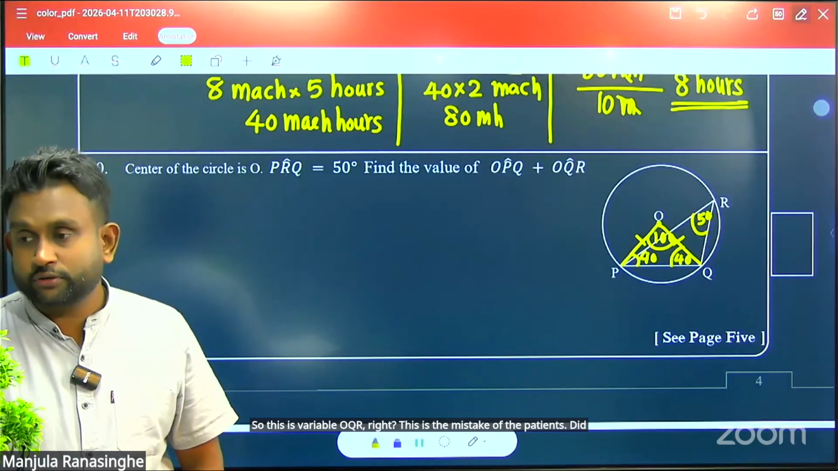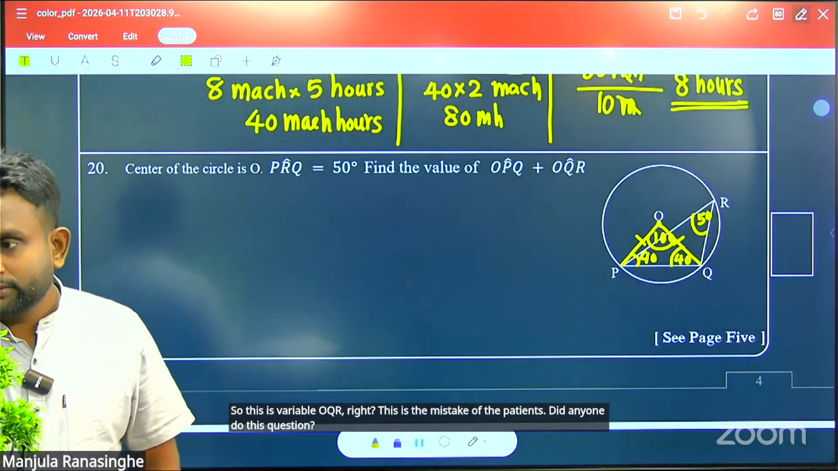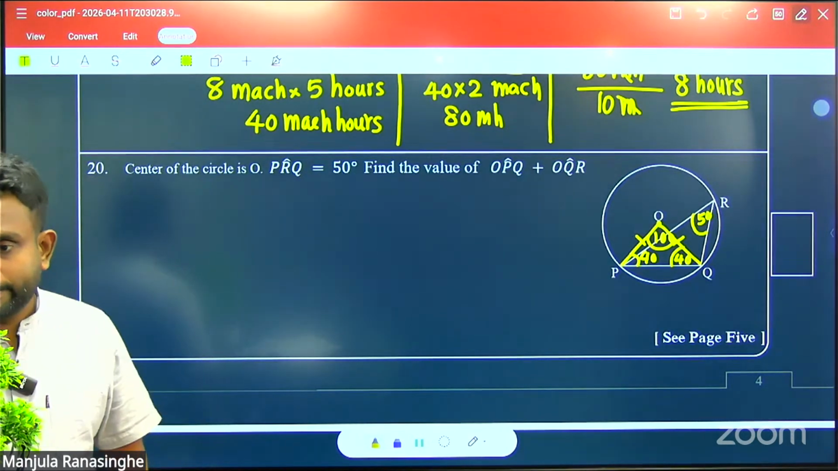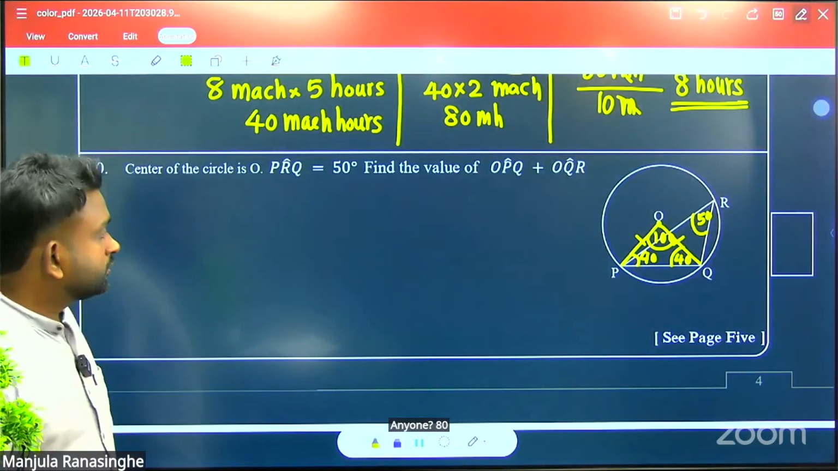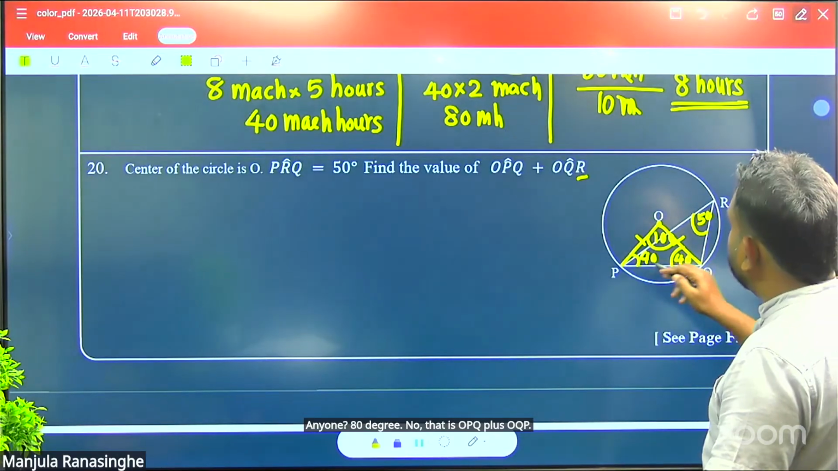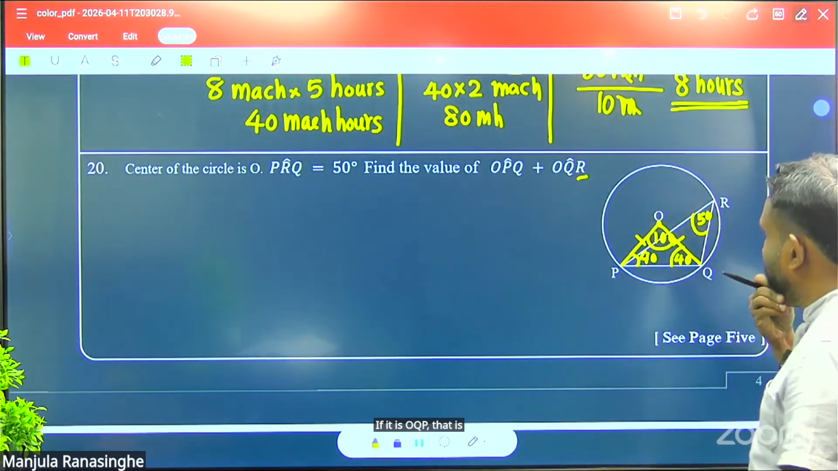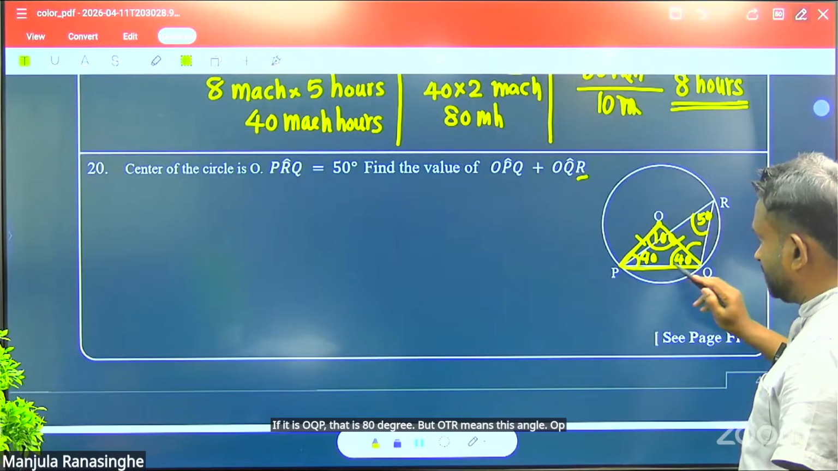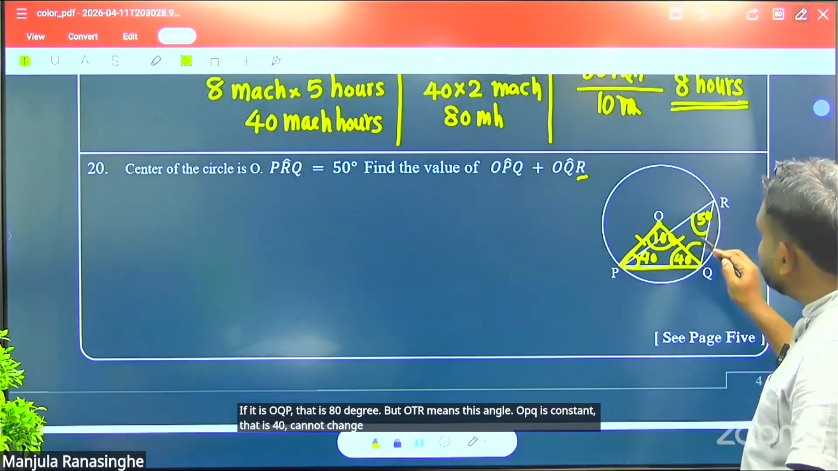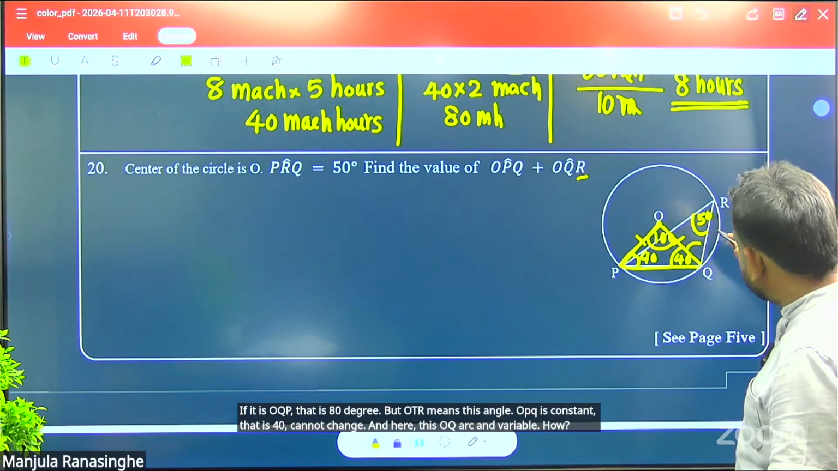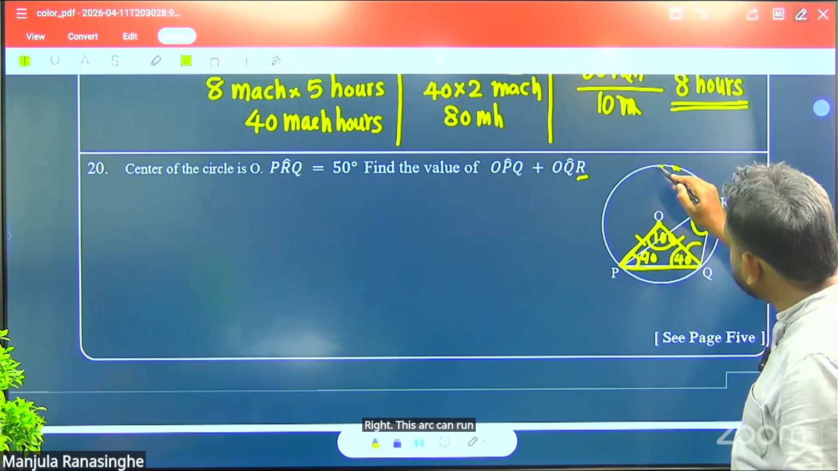Did anyone do this question? So question 20, send me a message. Anyone? 80 degrees? No, that is OPQ plus OQP. OQR, no. If it is OQP, that is 80 degrees. But OQR means this angle. OPQ is constant, that is 40, it cannot change. And here this OQR can vary. How? This R can run through any points while making 50.